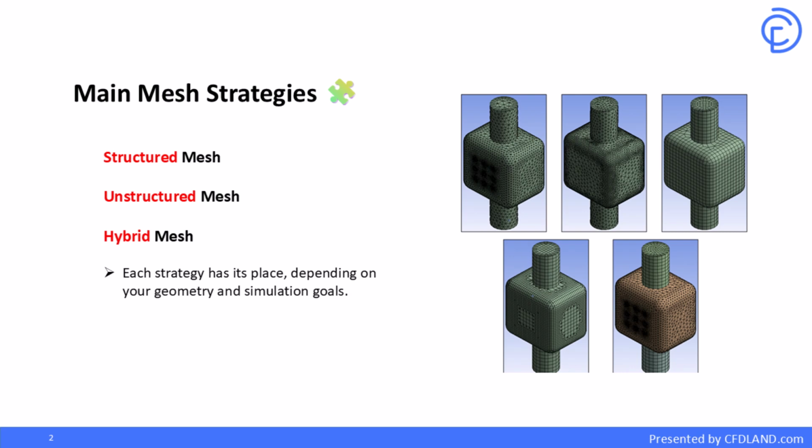The name kind of gives it away, right? A hybrid mesh is a smart combination where we actually use structured meshes in some parts of our geometry and unstructured mesh in others, all within the same setup. As it says on this slide, each strategy has its place depending on your geometry and what you're trying to achieve with your simulation goals. There's no single best one all the time. It's about picking the right tool for the job.